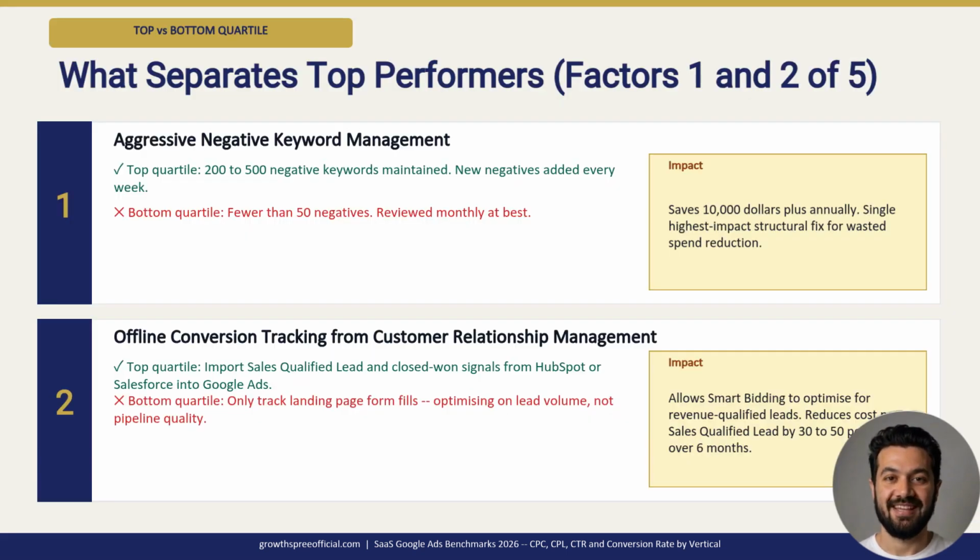2 of the 5 factors that separate top quartile from bottom. First, negative keyword management. Top quartile maintains 200 to 500 negative keywords and adds new ones every week. This alone saves $10,000 or more annually. Bottom quartile runs fewer than 50. Second, offline conversion tracking from a customer relationship management system. Top quartile imports sales qualified lead signals from HubSpot or Salesforce into Google Ads, reducing cost per SQL by 30 to 50% over 6 months.